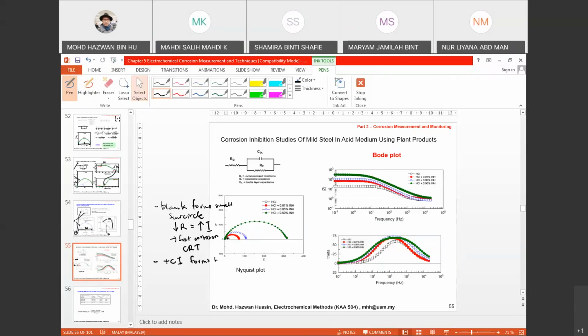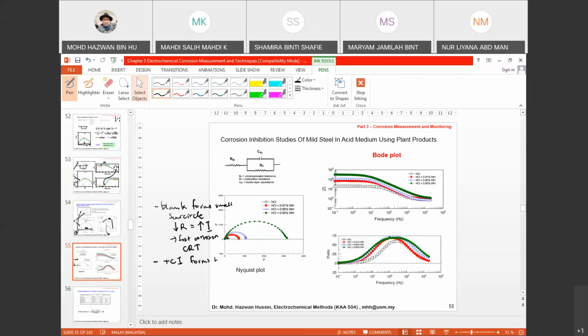Meanwhile, for the Bode plot, as I've told you earlier, instead of looking at the components, you have two flat lines and one slope, and you can see the difference as well. The lower one is without the presence of inhibitor. This is the blank. When you increase the concentration of inhibitors, you will notice that the resistance value also varies. This is in good agreement with your Nyquist plot.